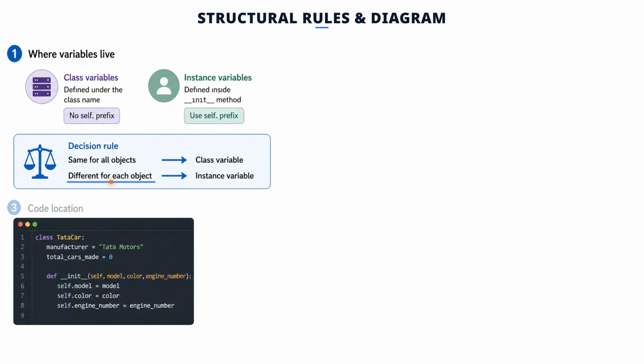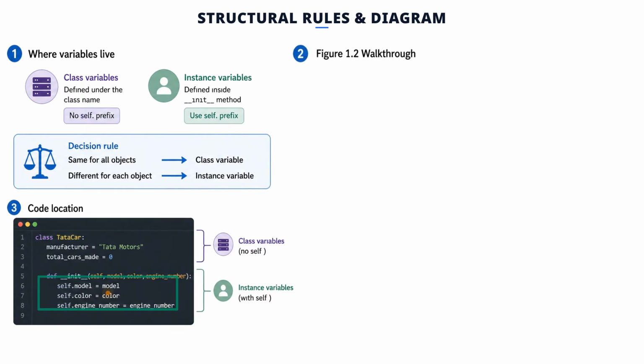Let's see this in actual code down here on the left. Inside our class definition, right under the class name, we define our class variables like manufacturer and total cars made. Notice there is no self here. Then further down, inside the init method, we define our instance variables starting with the self prefix like self.model and self.color. Now let's walk through how this structure actually behaves over here on the right.